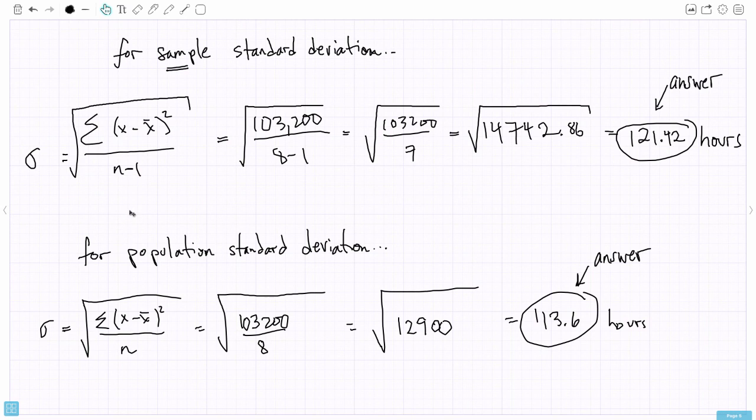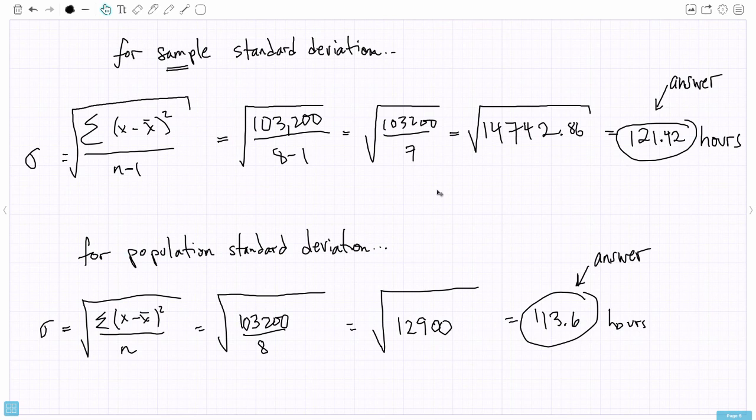Now, on the top here, you see that I followed the formula for the sample standard deviation. I add up all of the squared differences and divide by one less than the number of values. In this case, there were 8 values, so I'm dividing by 7 and taking a square root of that result. For the population standard deviation, I'm adding up all the squared differences and dividing by the actual number of values, which was 8, taking a square root of that result. And this is my answer.